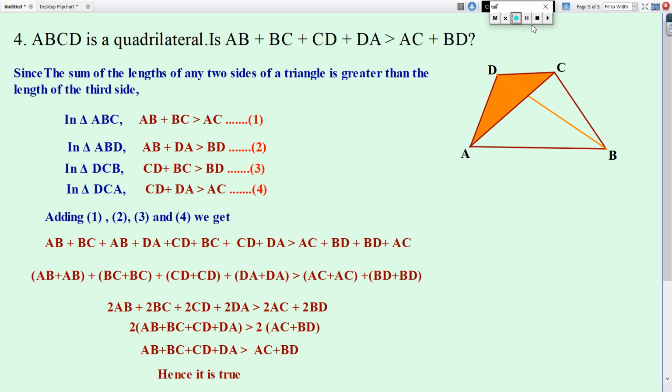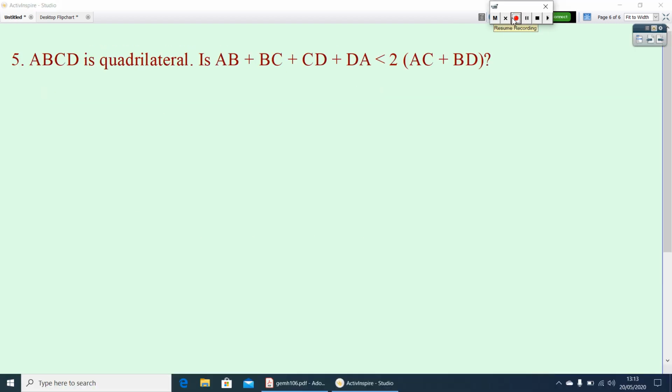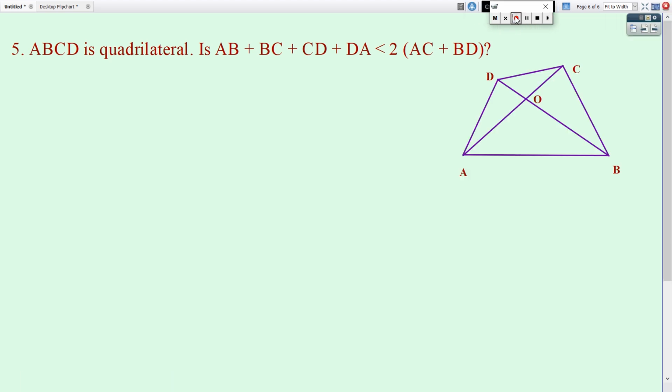Now we have question number 5. The question is: ABCD is a quadrilateral. Is AB plus BC plus CD plus DA less than 2 into AC plus BD? Let me draw the figure. Here ABCD is the quadrilateral. Let the diagonals AC and BD intersect at O.